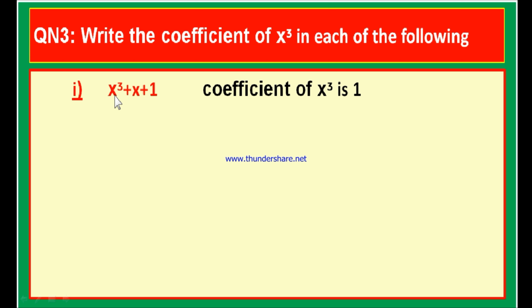Here this x is called base and this 3 is called exponent. The value before x is called coefficient. Here, since the coefficient is 1, the coefficient of x cube is 1.